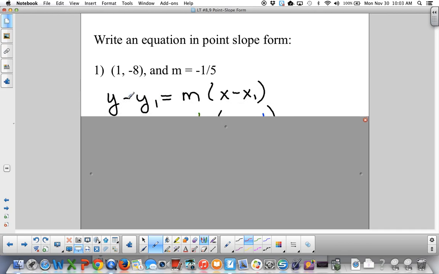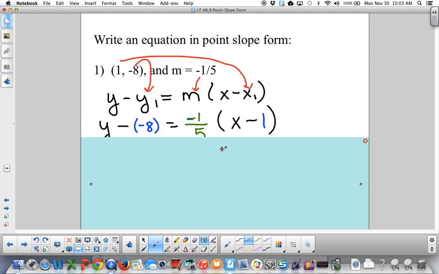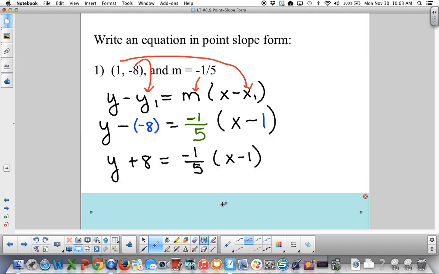So again, I put my point-slope form underneath. y minus y1 equals m times x minus x1. Now I'm plugging in 1 for my x1 and negative 8 for my y1. And 1 goes in for the x1. And obviously, negative 1/5 is my slope, so it goes in for m. So I get y minus negative 8. Now that simplifies, so I'm going to rewrite that as y plus 8 equals negative 1/5 times x minus 1. And that's your equation in point-slope form.